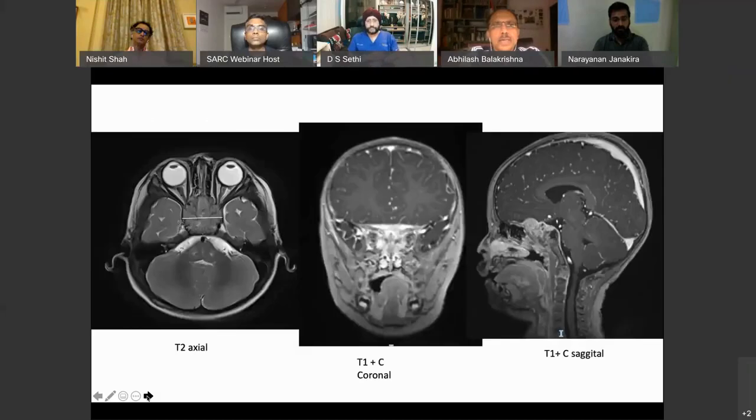So can you show the MRI? Anyone wants to comment? Janaki, you want to comment on this? I think we'll get Janaki to comment on the MRI and Nishit to talk on the management later on. Janaki, would you like to comment on the MRI?